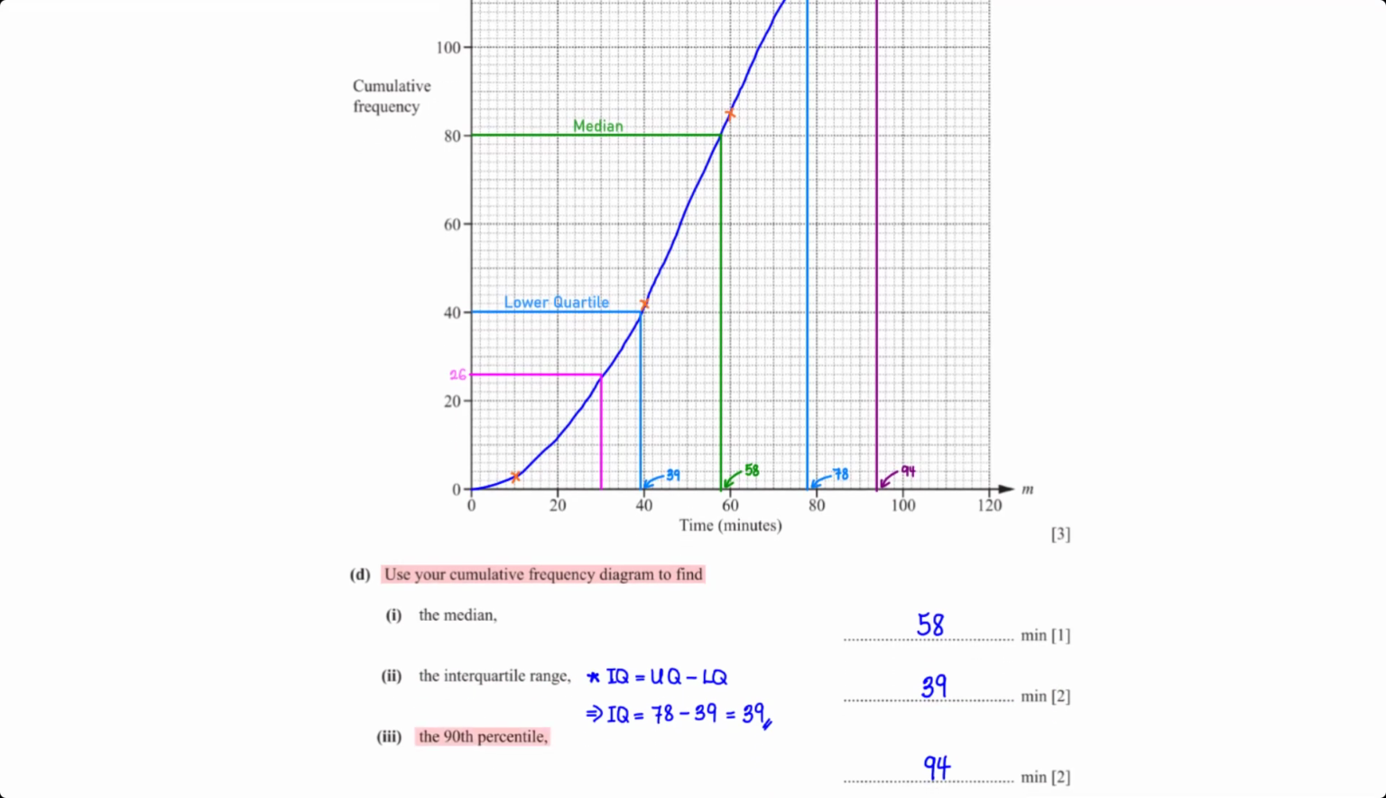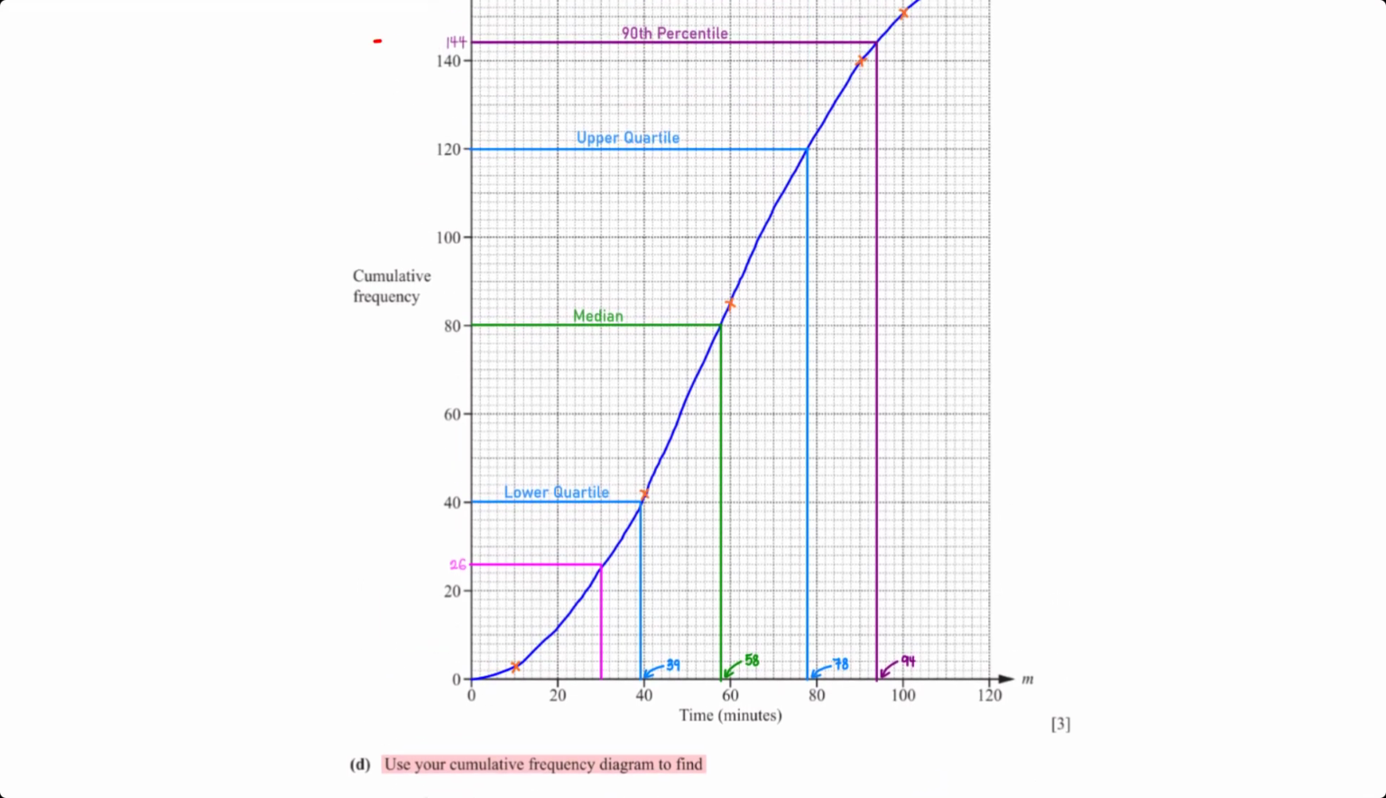Find the 90th percentile. To get the 90th percentile, we map 90% of 160, which is 144, on the diagram. This gives us 94 minutes.